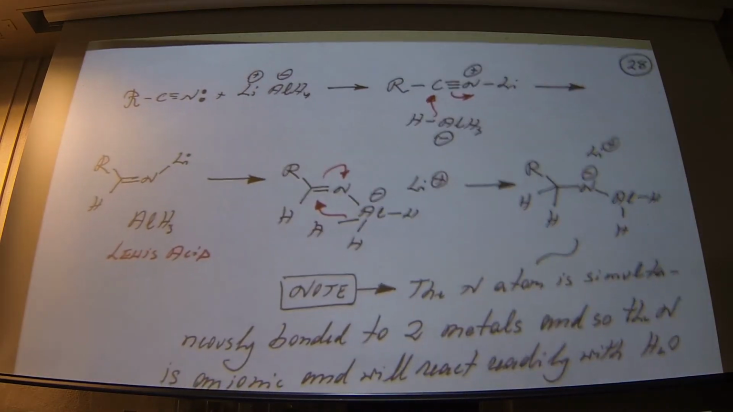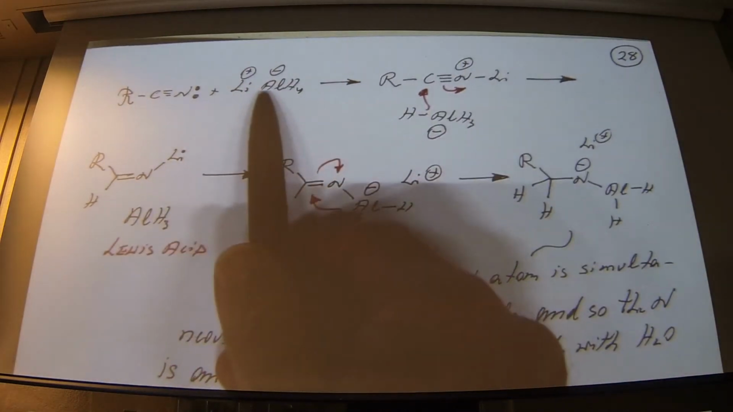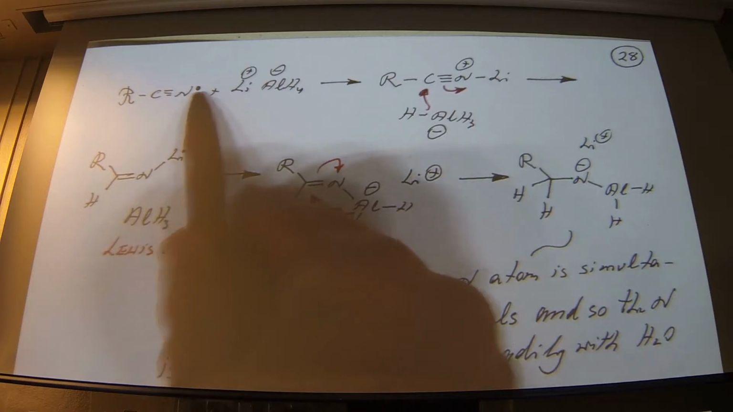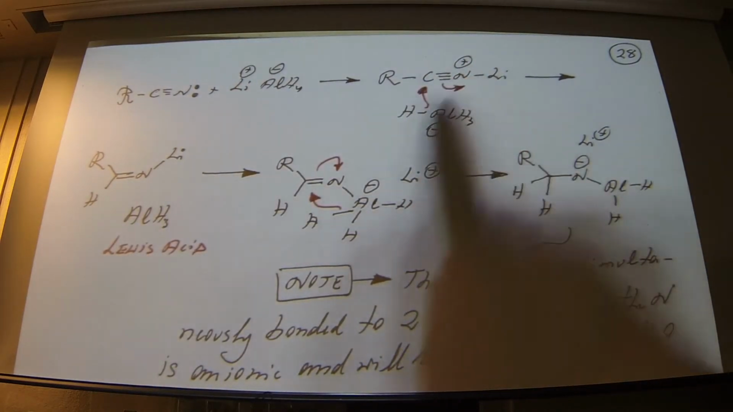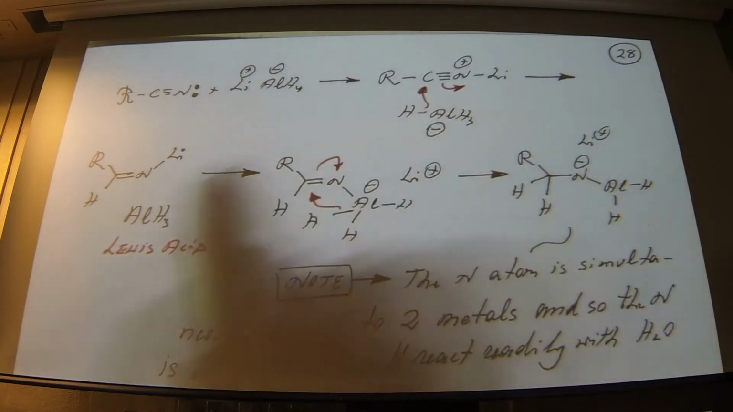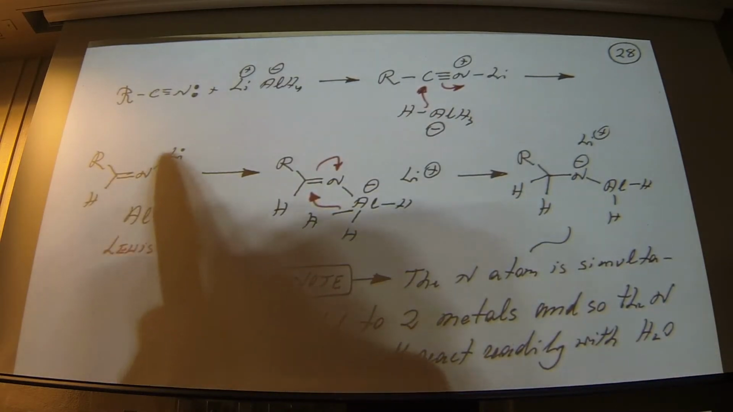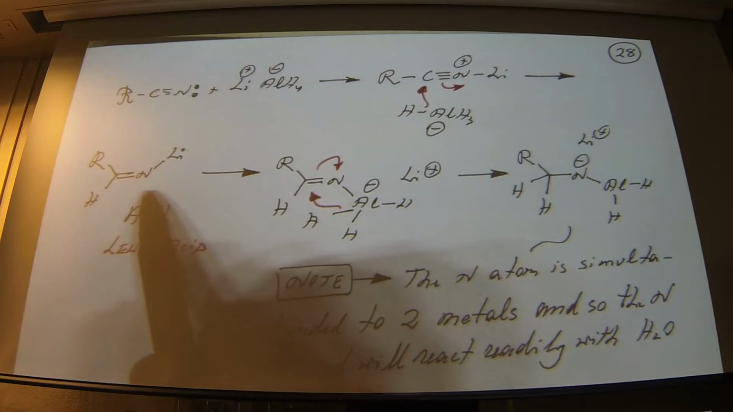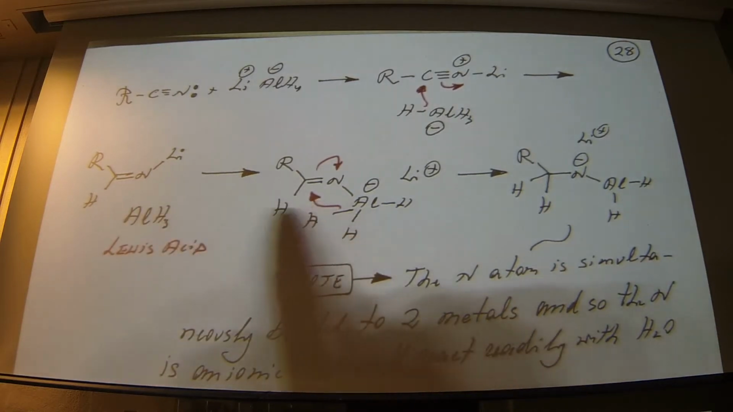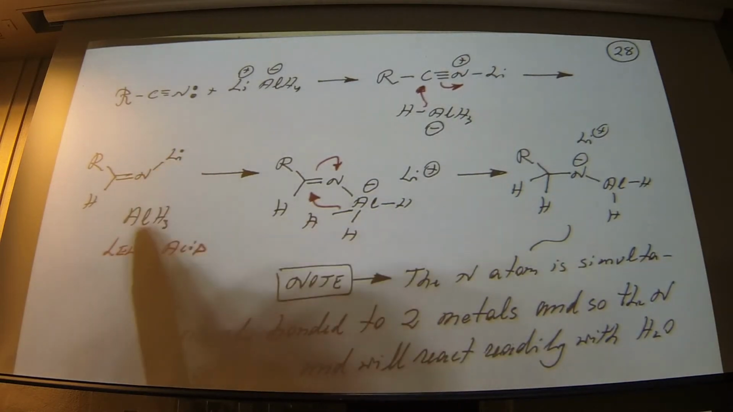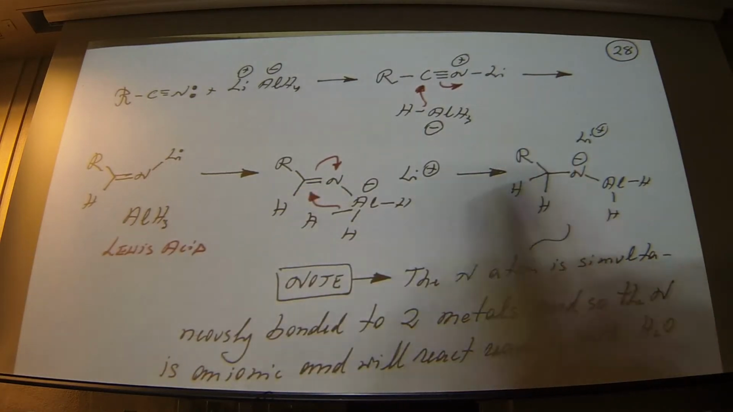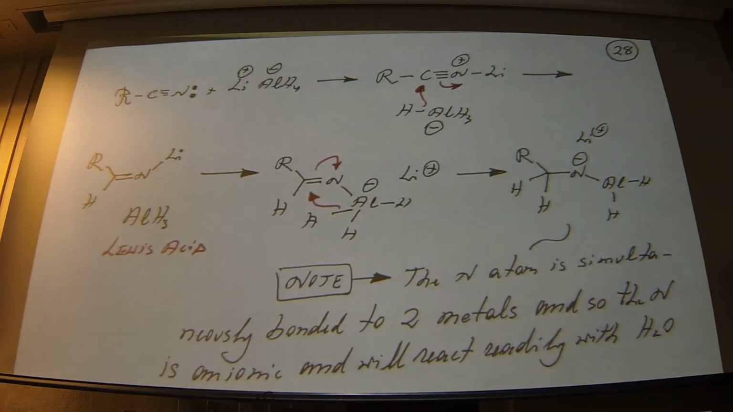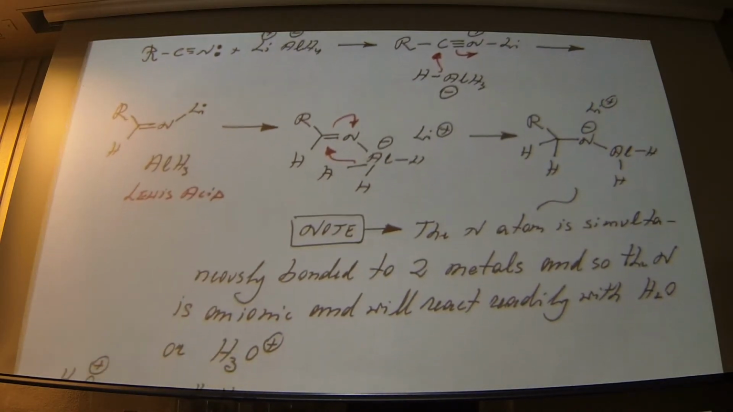So the first step is probably a Lewis acid-base reaction to activate the nitrile. Hydride attacks. Now you have something that looks like an imine, and then again base, acid, hydride attack, and at this point you reduce the nitrile down to the amine.